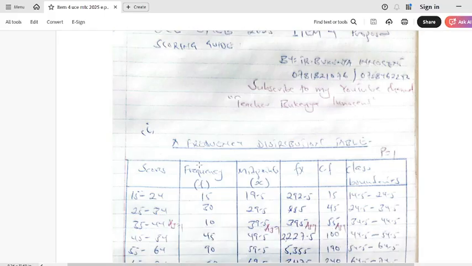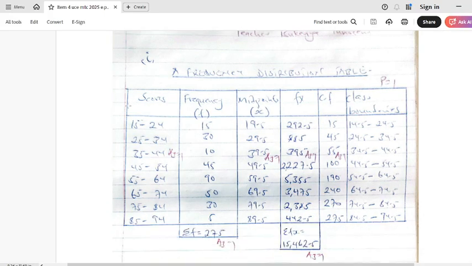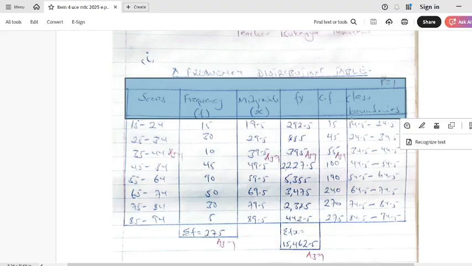According to that table, we shall have the scores. Look at how I arranged my table. I will have a column for scores, those are the class intervals or the class limits. I will have the column for the frequency, midpoints, fx, cumulative frequency, and the class boundaries.